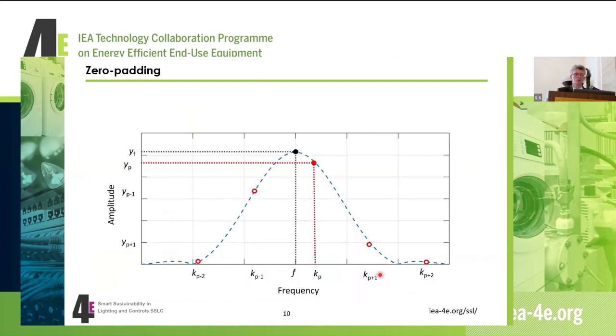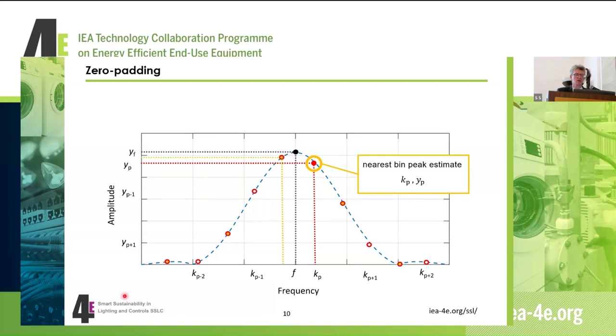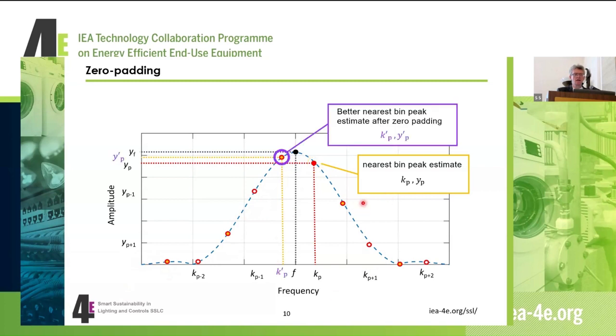We only have the red points. So our best estimate for the peak value here would be this one, the highest, the nearest spin peak estimate, you could call it. What you can do is to apply zero padding. So you apply a lot more zeros, you double the length of the waveform signal, only adding zeros, but that actually gives us a better frequency resolution, and then we can get a better nearest spin peak estimate after zero padding. And you can apply this multiple times to get closer and closer to the true peak of this.